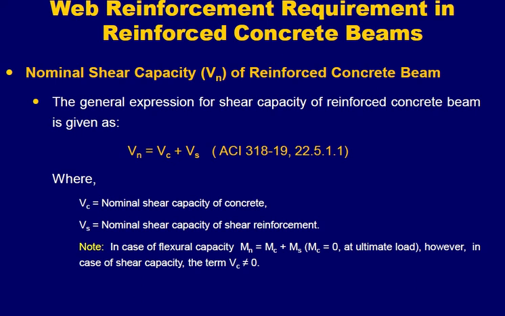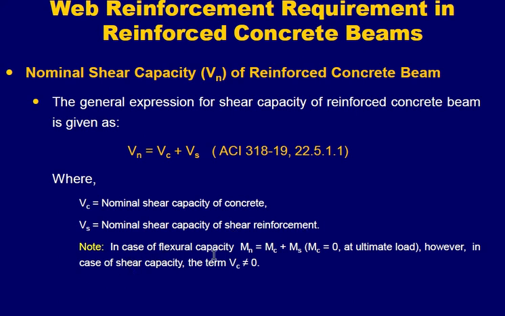Having said that, why is the web reinforcement required in RC beams? It says that the nominal shear capacity of a reinforced concrete beam can be given by this equation, which says that the nominal capacity is equal to the capacity of concrete plus the capacity of steel, where Vc is the nominal shear capacity of concrete, and Vs is the nominal shear capacity of shear reinforcement.